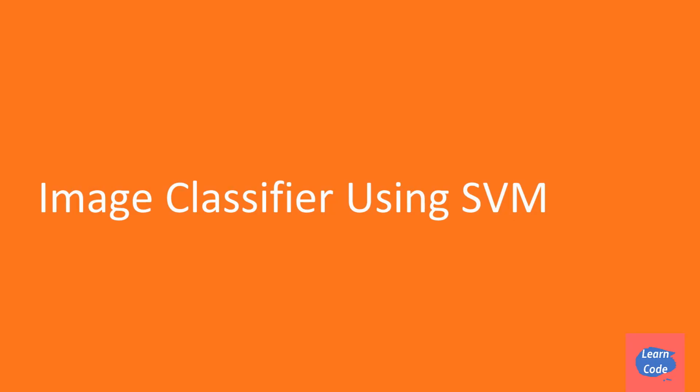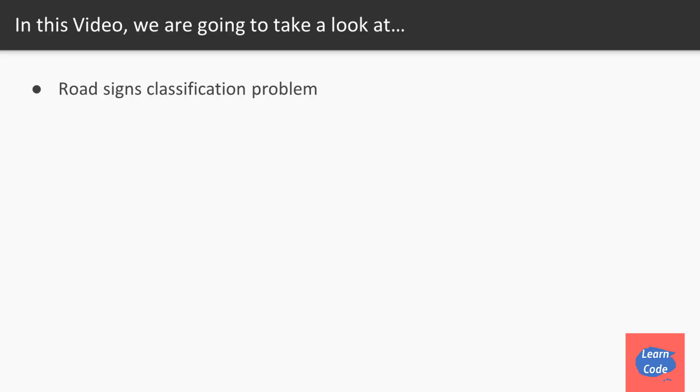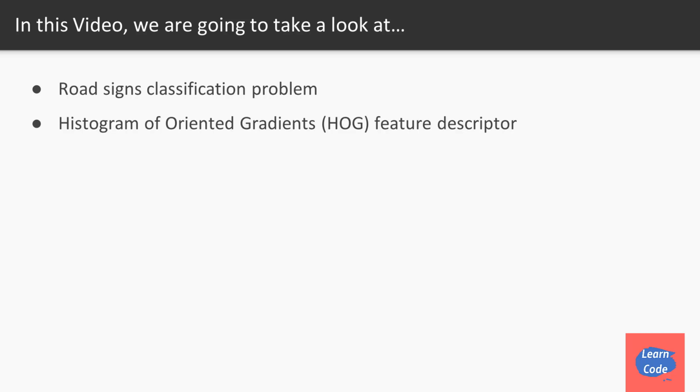Hi and welcome back. In this video on image classifier using SVM, we are going to look at the road signs classification problem that we are going to solve and something called feature descriptors, and specifically the histogram of oriented gradients descriptor. We'll also implement this process using an SVM in JavaScript. We'll make use of kernels and see what my output looks like.